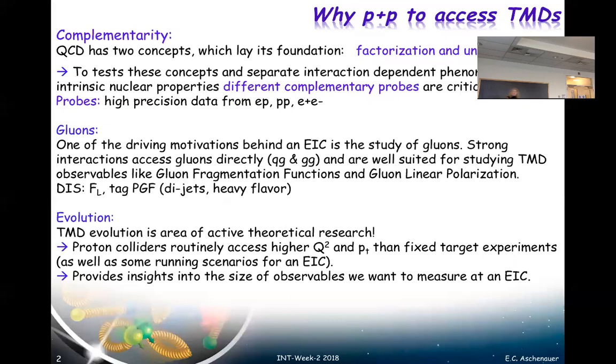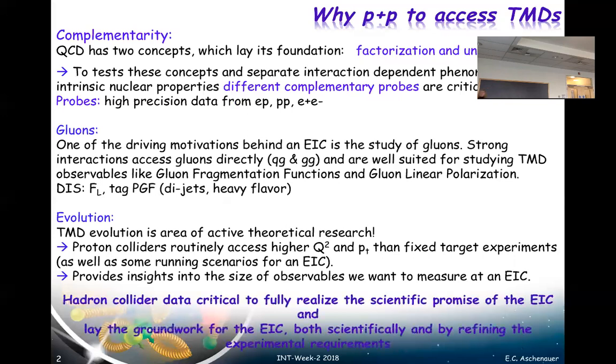Evolution is a very active area for TMDs. Proton-proton colliders right now routinely access high Q squared and high PT, much more than the fixed target experiments. So you can already get a view on what the evolution effects are by looking at this data. And you want to know this because you need some of this information to tune your machine and your experiments properly so that you can make measurements at an EIC.